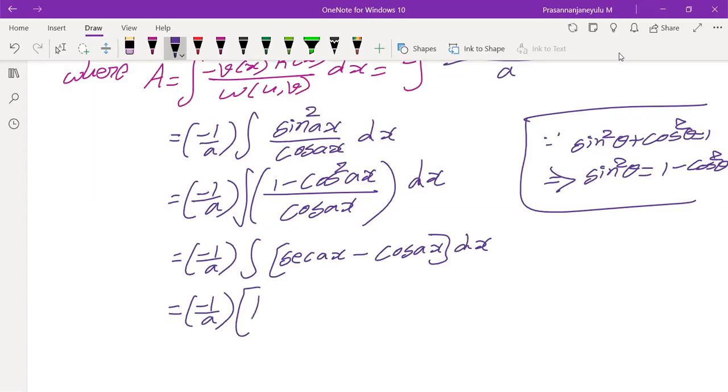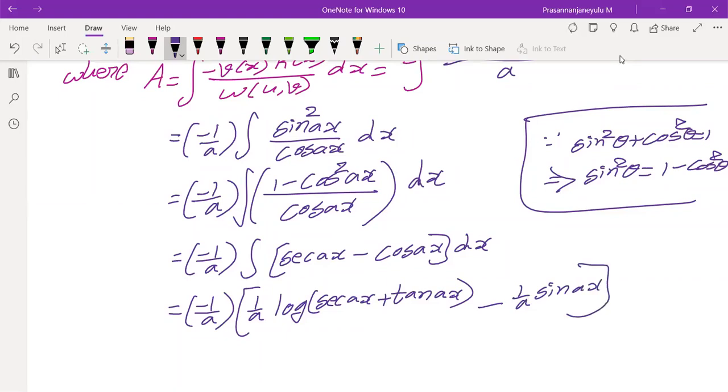Log secant x plus tan x. Yes, the integral of secant x is log of secant x plus tan x, but here it is secant ax. So 1 by a into log of secant ax plus tan ax. Already I gave all these formulas in our PDF file. I posted it already. Minus integration of cos. Integration of cos is plus sine, but here it will be 1 by a into sine ax.